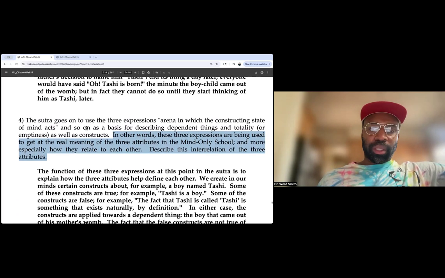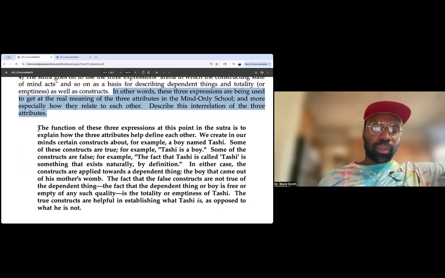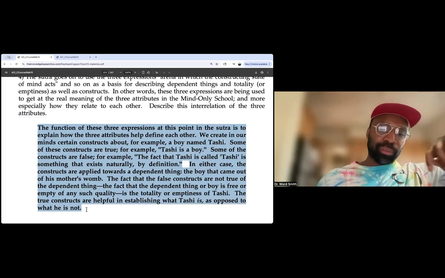Oh, we're supposed to do it with Tashi? I forgot that. Okay, read this.